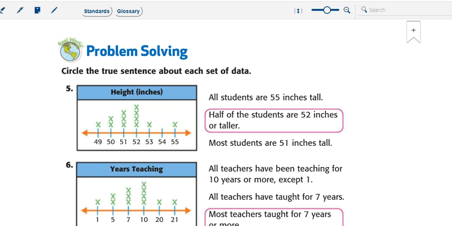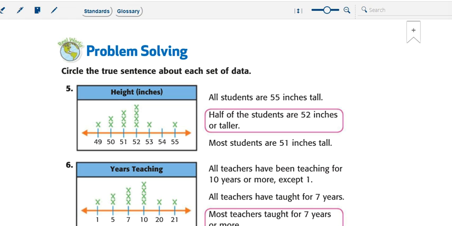All students are 55 inches tall. Let's look at 55. No, it only has one person, one student, one x over the 55. Half of the students are 52 inches or taller. And the last one, most students are 51 inches tall. We cannot say that most students are 51 inches tall because it doesn't have the most x's. The number that has the most x's is 52. So the true statement about this is the second one, okay? Remember that half means mitad.